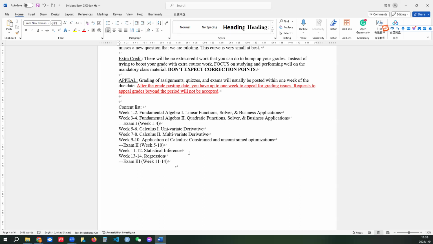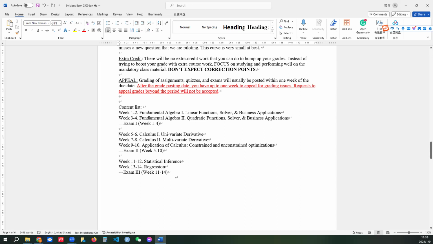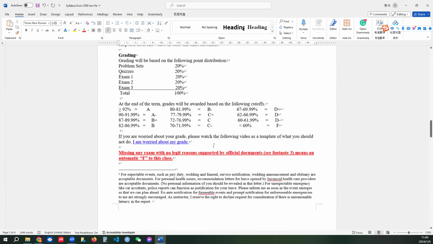And in the last week, in the last 2 weeks, the last unit, we're going to look at the application of that to regression analysis. So these are the 3 modules, 7 units that this class will be about.